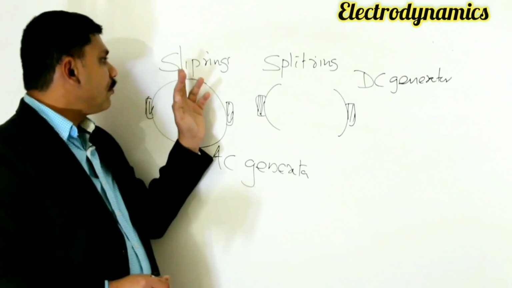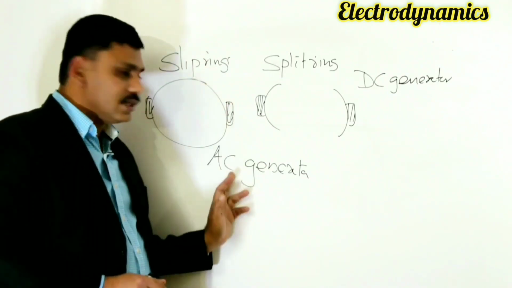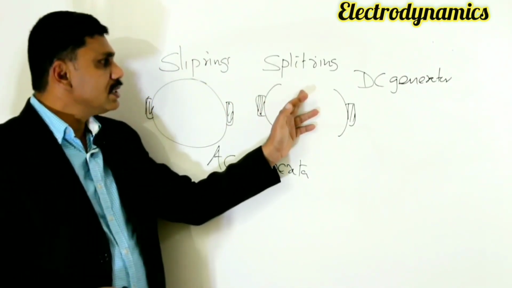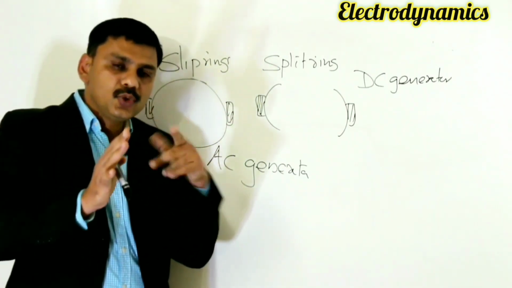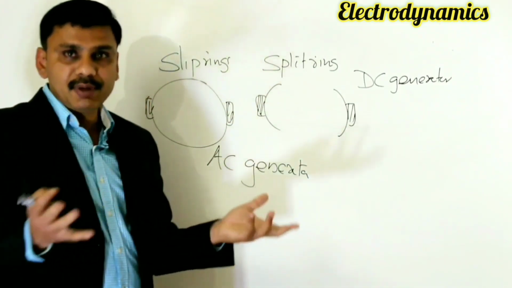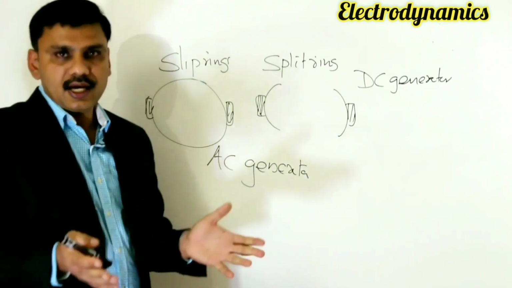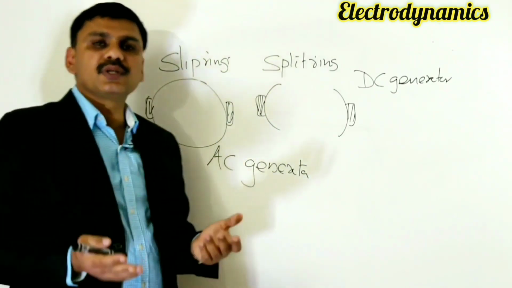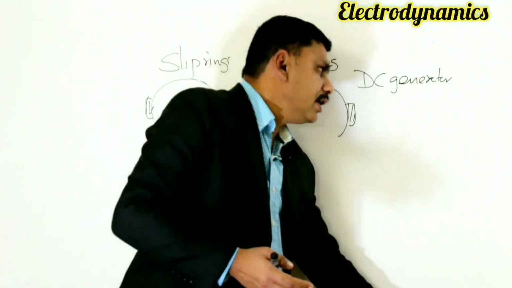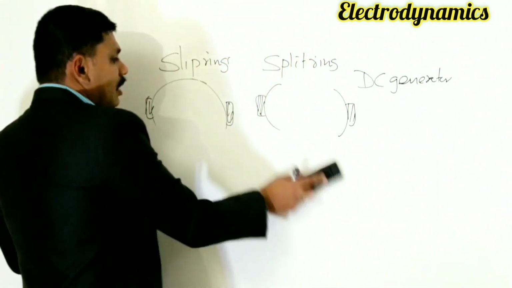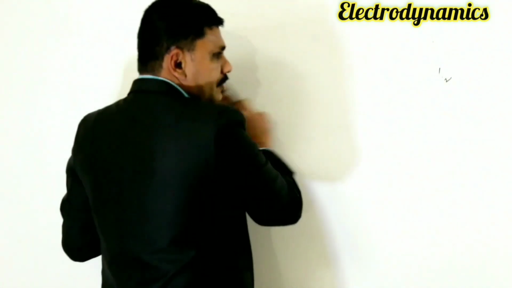What is the difference? One is using slip rings, that is the AC generator. Another is using a split ring, that is the DC generator. So this way you can identify the two types of generator. It can be a 1 mark question. I saw that question in the previous year question paper. So that way you can identify the AC generator and the DC generator.